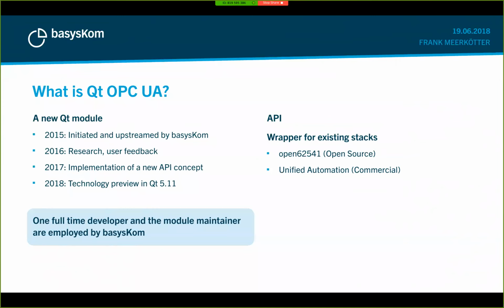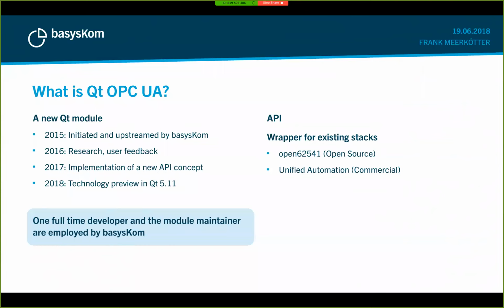about use cases, about how to structure an API. Do we need a QML API? Do we need a C++ API? And based on that, we got together with the guys from the Qt company and fleshed out a new concept for an API, which we then also implemented. And all of this has now come full circle with a technology preview in Qt 5.11, which was released end of May, so which is now available to everybody to use.